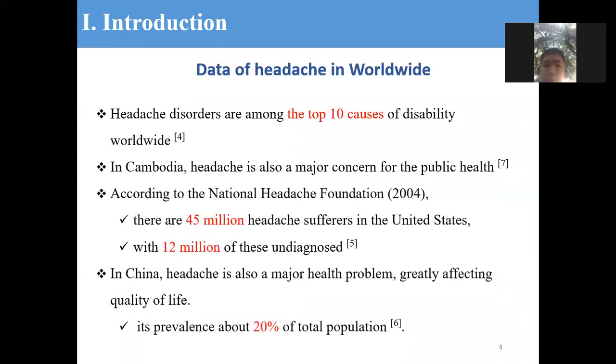Continuing, we talk about data on headache worldwide. Headache disorders are among the top 10 causes of disability worldwide, and in Cambodia, headache is also a major concern for public health.